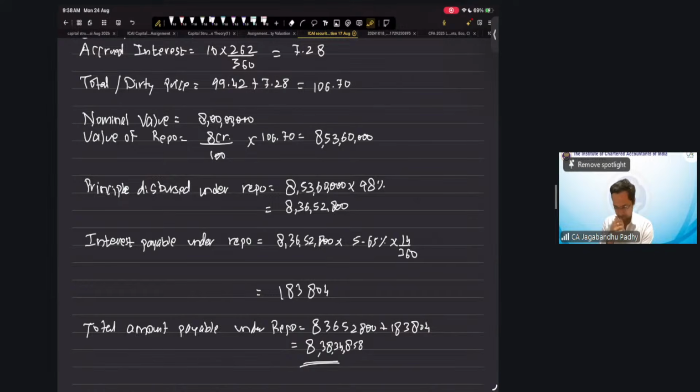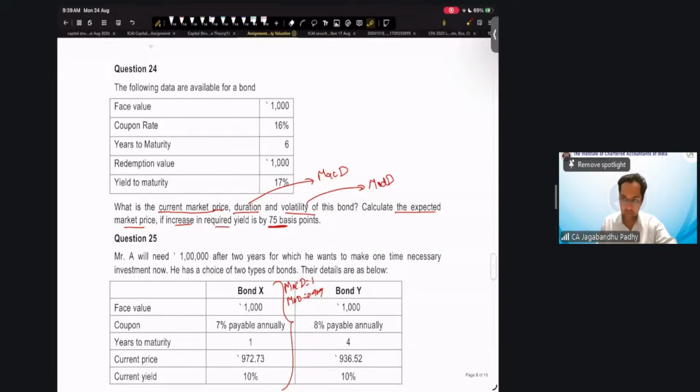Since the reverse repo is a deposit for RBI, it will take more interest. It will give you less interest. RBI will give you less interest. Yes, it is a deposit, sir. Repo is borrowing from the bank. Reverse repo is a deposit with the bank. So for a deposit, lesser interest will come. Correct. Okay. Fine.